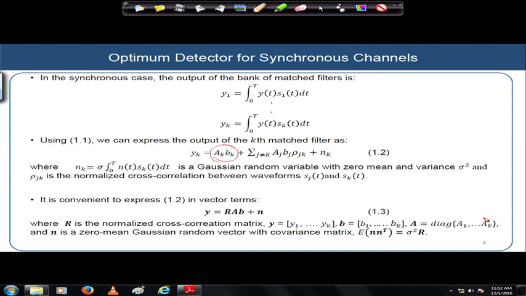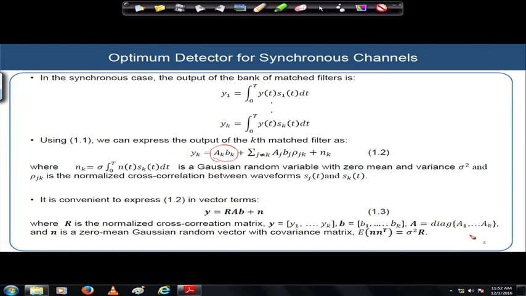The values are random and not deterministic, and they form the diagonal matrix capital A. n is the zero mean Gaussian random vector, which also has a covariance matrix, because you see the expression of n_k is obtained by multiplying the spreading waveform s_k(t) associated with it.